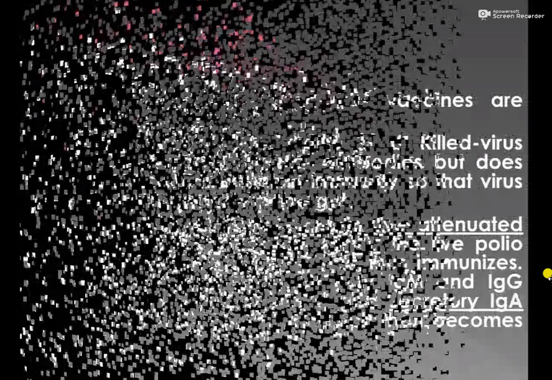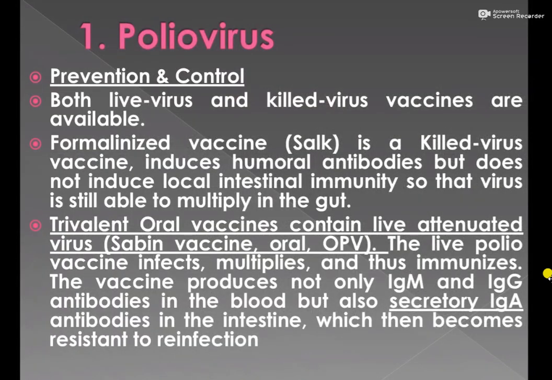Prevention of poliovirus. Both live and killed virus vaccines are available. The most important is the live virus vaccine, but the killed vaccine we give to immunocompromised children. The killed vaccine is the formalized vaccine, the Salk vaccine, a killed virus vaccine, while the trivalent oral vaccine is live attenuated and is called OPV.